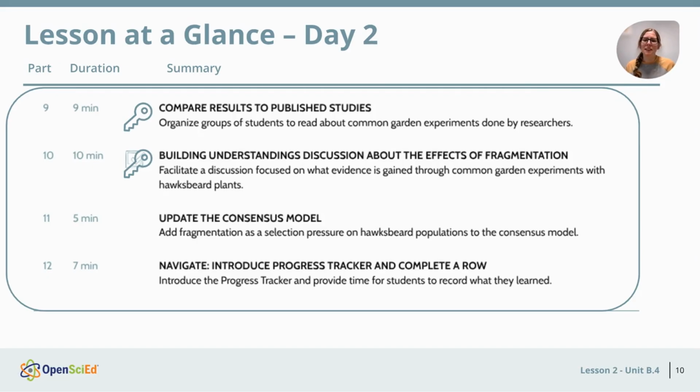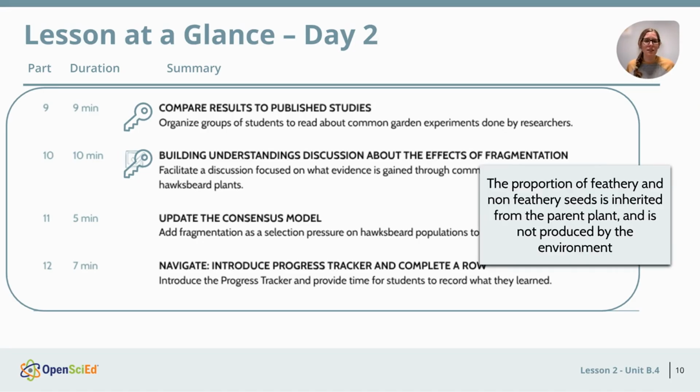And then in sense-making loop 3, which will be the end of day 2, we're going to compare our results to published studies to a common garden experiment. We're going to have a building understanding discussion about the effects of fragmentation, update our class consensus model, and then complete our progress tracker. We're going to figure out that the proportion of feathery and non-feathery seeds is inherited from the parent plant and is not produced by the environment. That's a big aha moment for my students. And this leads us wondering what else can be inherited and how are other species also affected by urban environments.